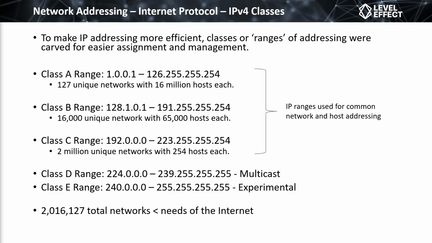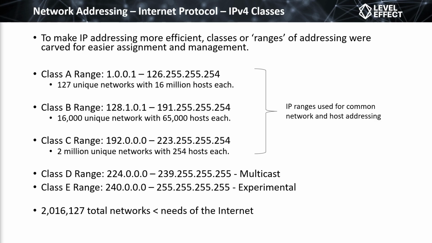We then have Class B ranges, which go from 128.1.0.1 through 191.255.255.254. Out of that range of addresses, we have 16,000 unique networks, so a whole lot more than Class A, but with only 65,000 hosts each. But as you imagine, that's a very large network, 65,000 unique hosts. That's a whole lot of devices. So there are still not many organizations that can use a whole Class B range of addressing.